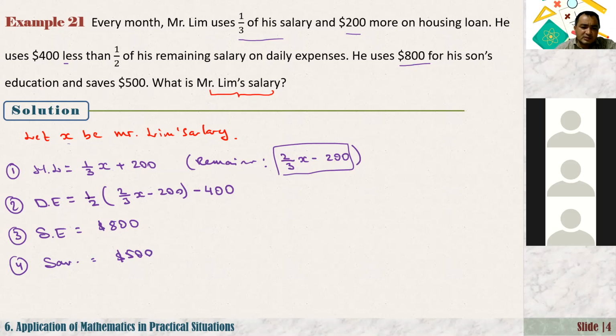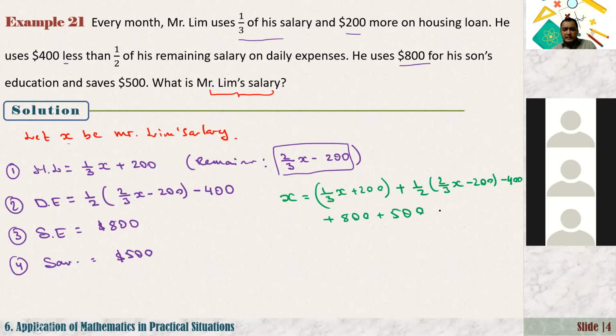So his expenses together form his salary. Now, if we form our equation, on the left-hand side I have his salary, x. He spent his salary on housing loan, that is 1 over 3x plus 200, the first type of expense. Plus the second one, daily expenses, that is 1 over 2 times 2 over 3x minus 200 minus 400. Plus son's education, that is 800, and saving, that is 500. That is how he distributes his salary over these expenses.